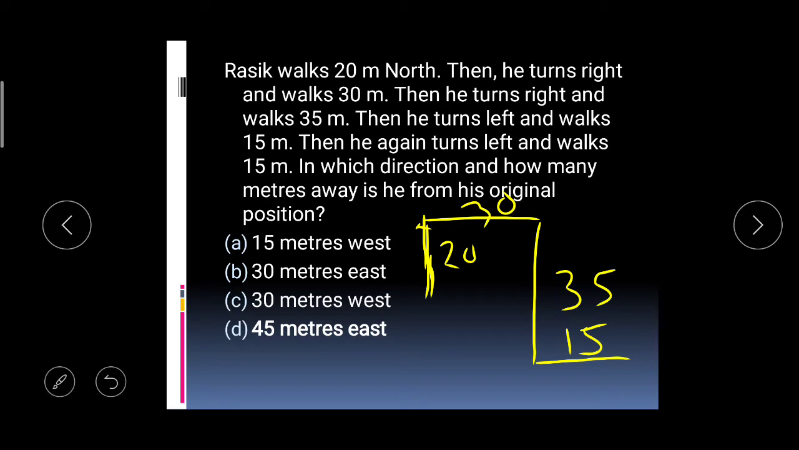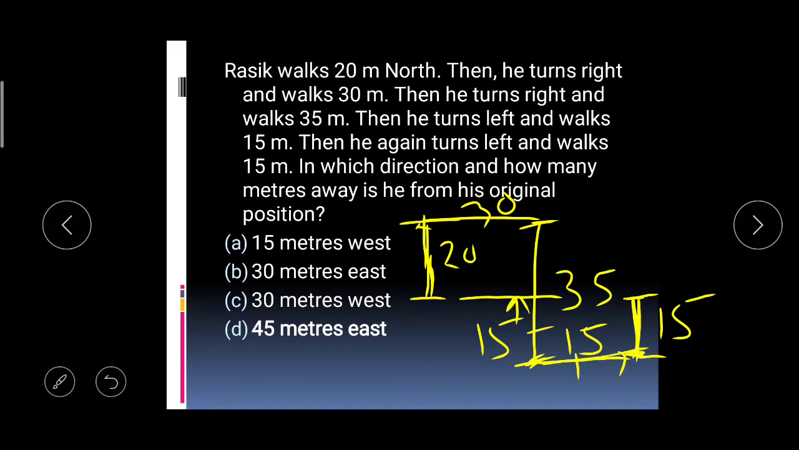Then he again turns left. Okay. If he is standing here and wants to take a left, then its left is in which direction? In this direction. Right. And this is what? 15. Okay. This total distance is 35. This much distance is 20. So that means this distance is 15 only, right? So this distance has to be equal to this distance. Okay. So if this is 15, this is 15, this is 15, that means this is also 15.